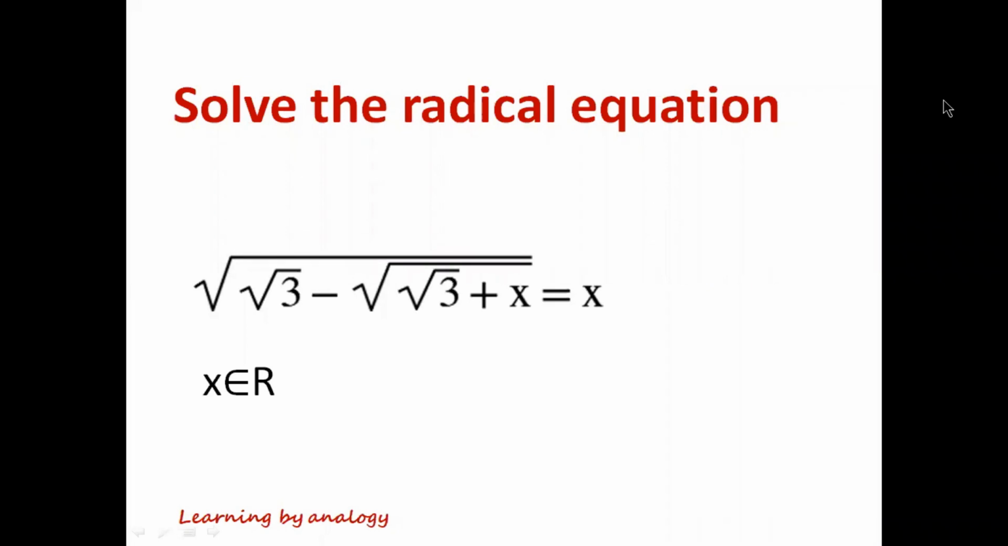Solve the radical equation: the square root of (√3 − √(√3 + x)) equals x, where x is in the set of real numbers.